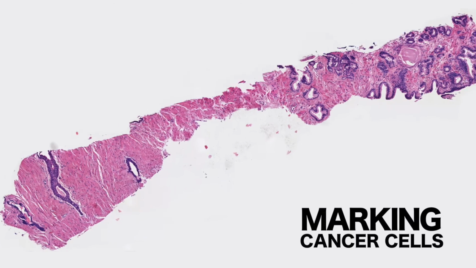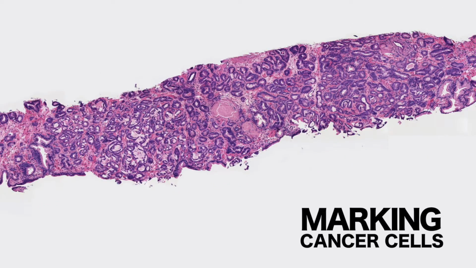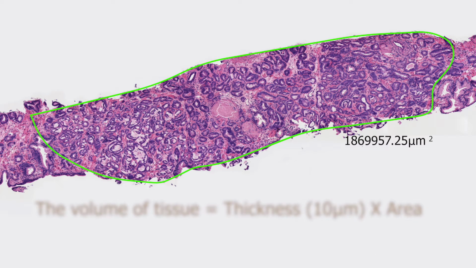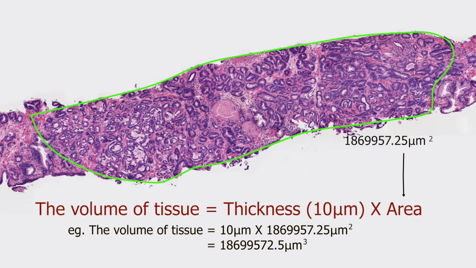The scanned image can be marked or noted where cancer cells are, what pathological pattern they are, and how much cancer cell tissue can be used for the test. According to the formula, volume of tissue equals to the thickness multiplied by the area.